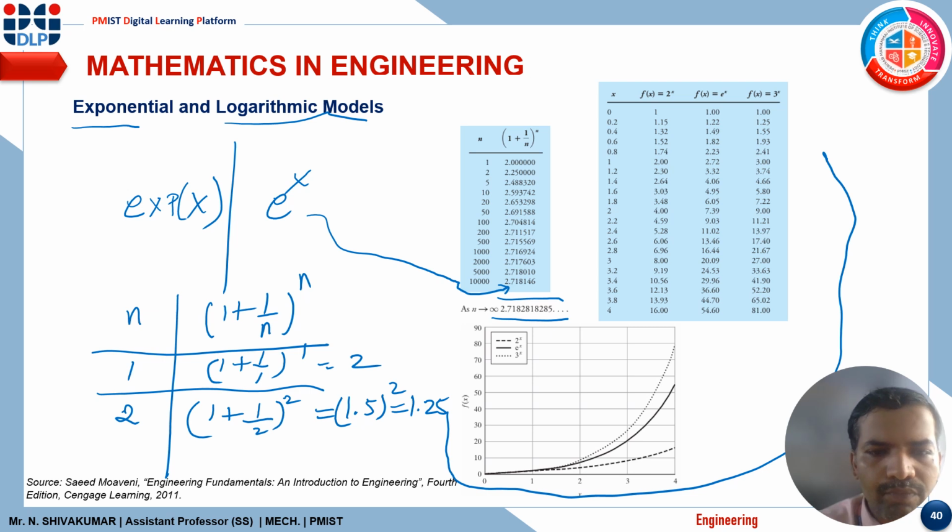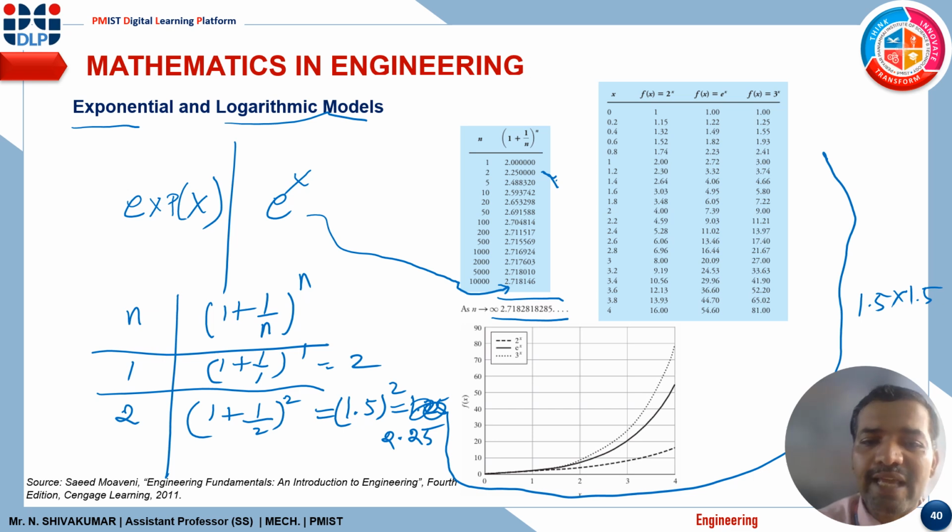So sorry, 1.5 into 1.5. Sorry, what is 1.5 into 1.5? So 1.5 into 1, that is 1.5. 1.5 into 0.5 is 0.75. 1.5 plus 0.75 becomes 2.25. Okay, so this value is 2.25.